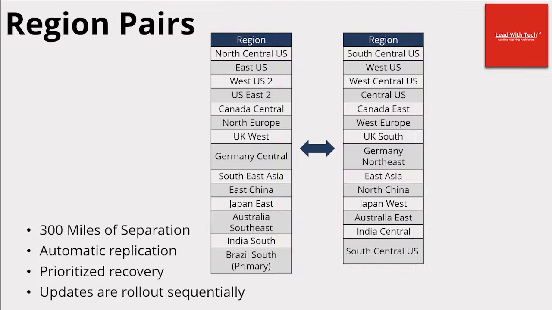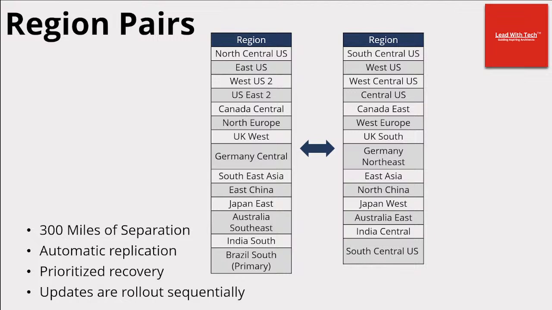The recovery will be prioritized based on the region pairs, and any updates to the application or any changes in the infrastructure of the application will be rolled out across all the region pairs sequentially. And if you see here, there is a region pair between North Central and South East US, East US to West US, and India South with India Central.